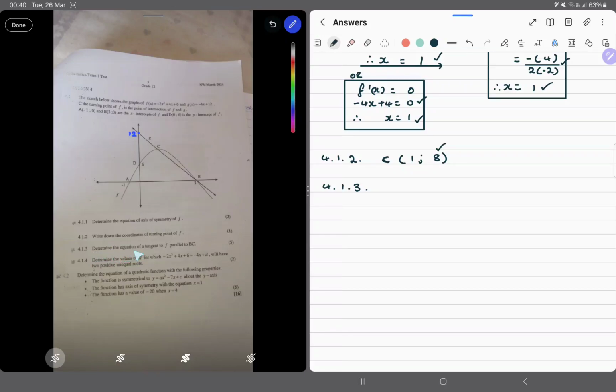4.1.3 says determine the equation of a tangent to f parallel to BC. So if we want the equation of a tangent, it has to be parallel to BC. So this is something that would be passing on our graph, stuff like that.